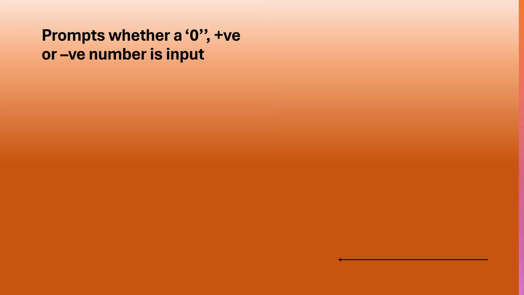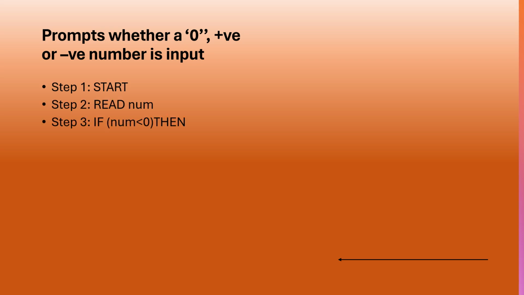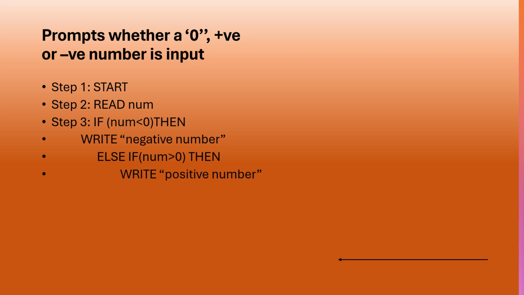Let's discuss an example of the nested if-else statements. The program will prompt whether a zero, a positive or a negative number is input. To start with, the first step is start. The next one is read the number. If the number is less than 0, then write a negative number. But if it's not less than 0, then else if, check whether it's greater than 0. If it is greater than 0, then give a positive number. But if neither of the two is true, that means the number entered is 0. And after this, we exit the program.